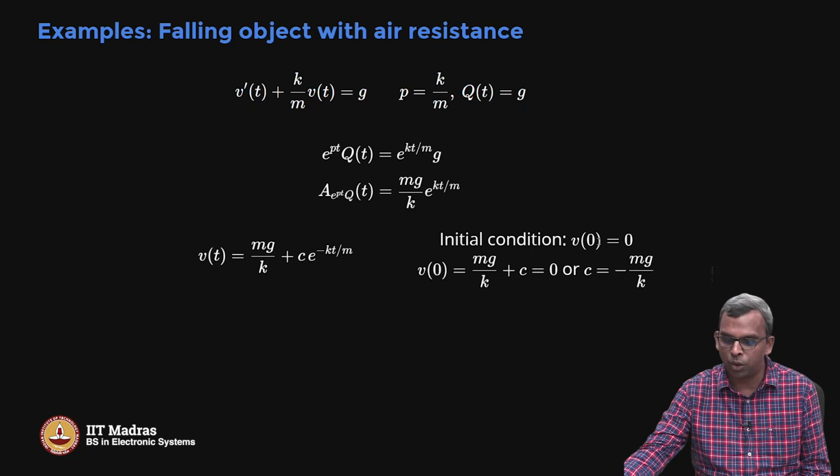That's what I am doing here. I know it for 0, so I put v of 0 equal to mg by k plus c equals 0. So, you get c equals minus mg by k. So, the point is one value of v, anywhere I know, I can figure out what the c is.